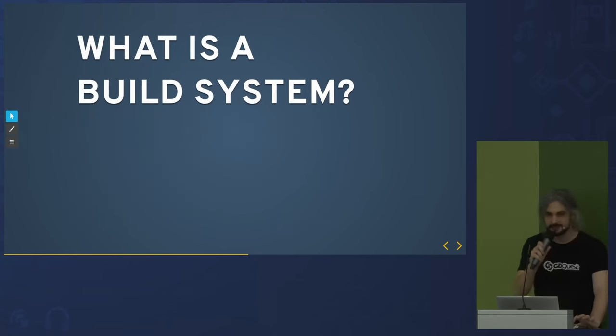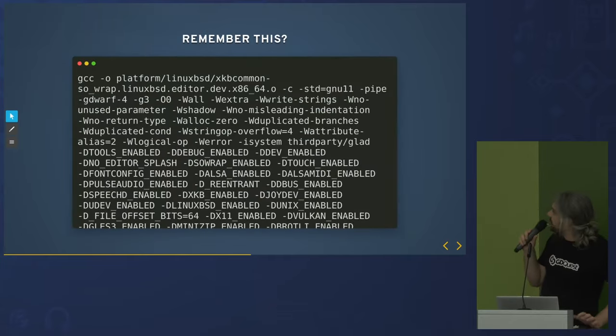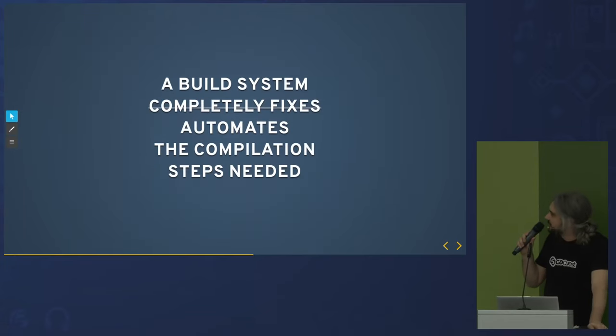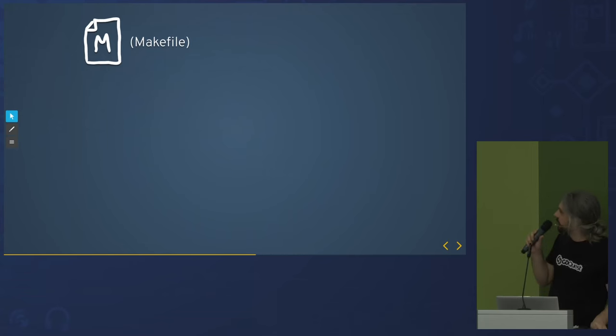Whew, that's a mouthful. So what is a build system? Remember this? A build system automates the compilation steps needed. It removes the need to write manually each argument in the command line. It automates the compilation and linker steps. It doesn't do magic by itself, but it simply fills out the forms for you. So you have your makefile, or your file that is handled by the build system.